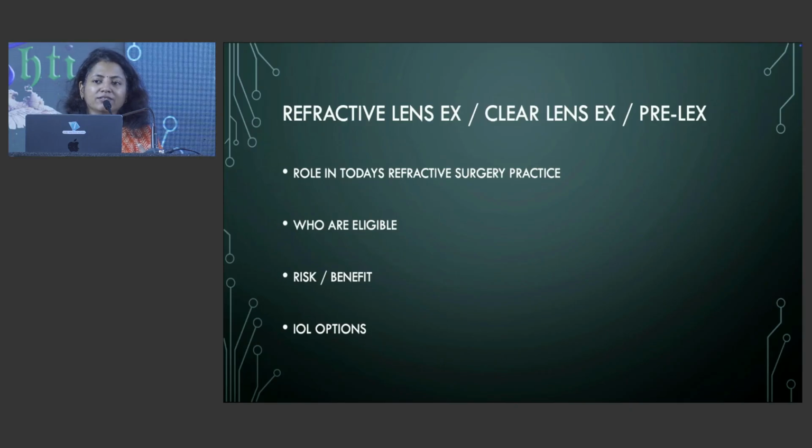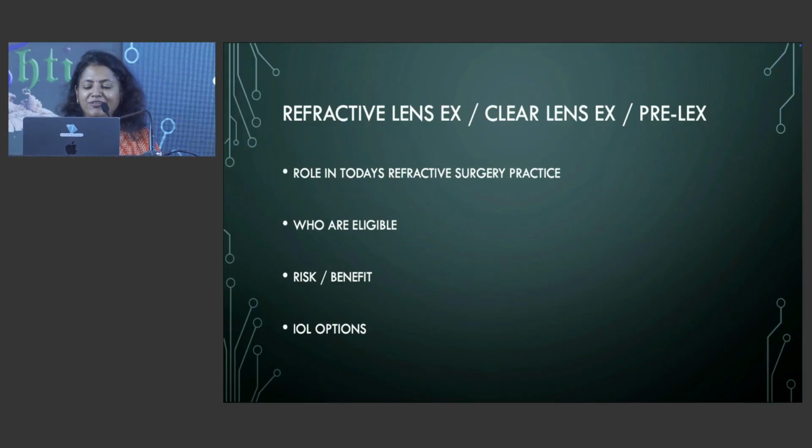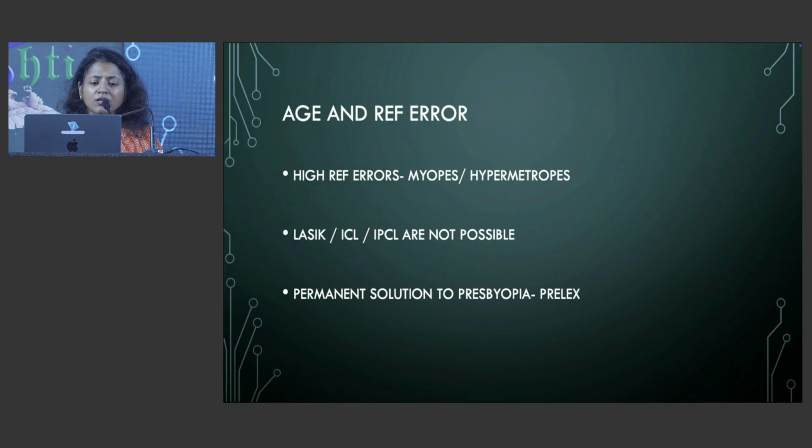Just now we heard Dr. Aditya speak about Presbyon going way beyond the previous days and doing well now. So there are still some criteria where you may find this a better option. Age and the refractive error is what actually matters when you're taking a decision. So very high refractive errors, like very high myopes or very high hypermetropes, which may not be amenable to LASIK or even ICL, IPCL for that purpose.